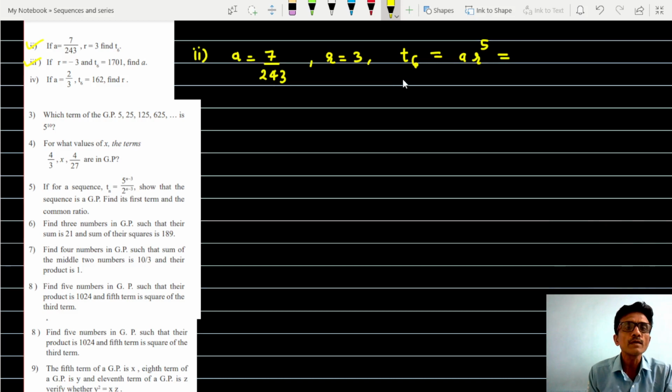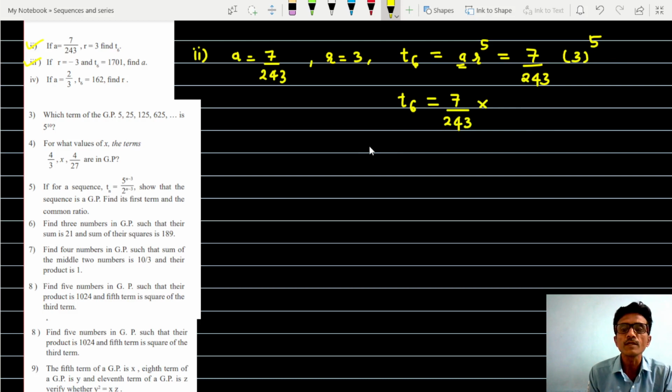What is our A? A is 7 upon 243. And R is 3, raised to power 5. So clearly, let's see what 3 raised to power 5 is. It is 7 upon 243 into 3 raised to power 5.